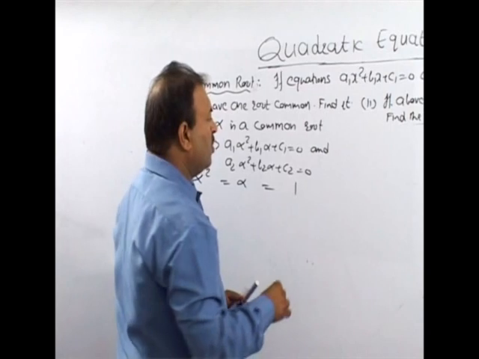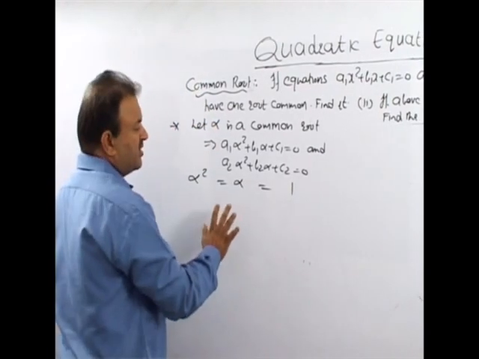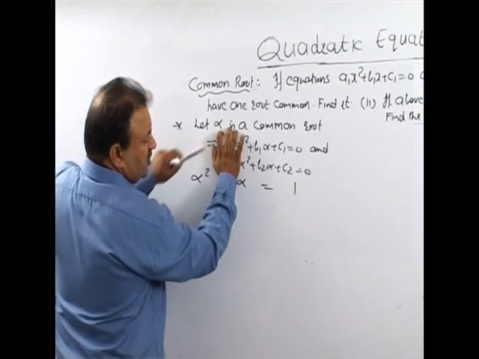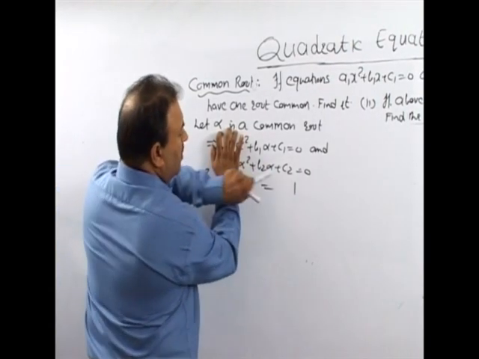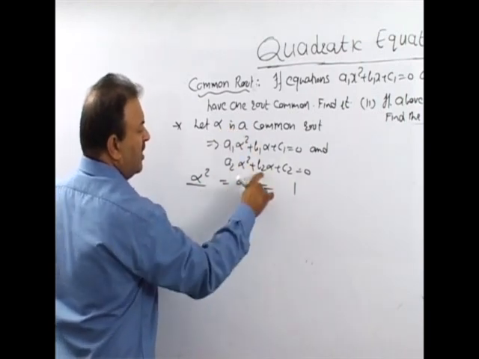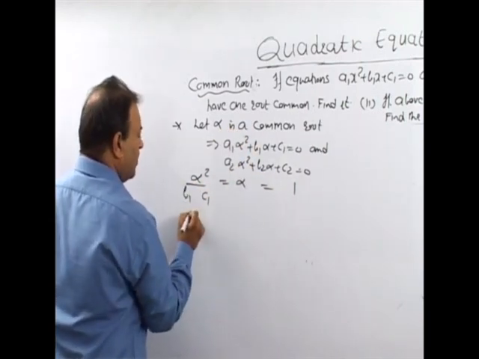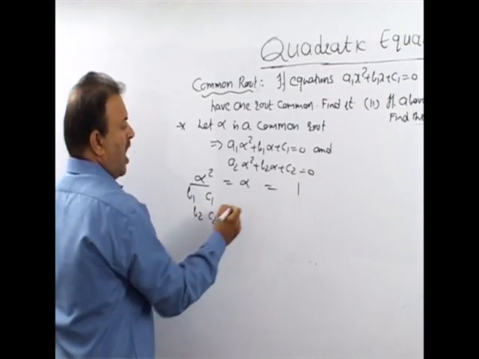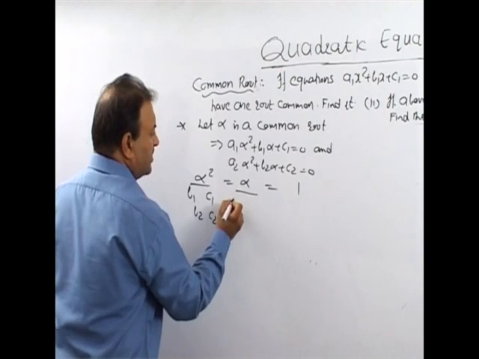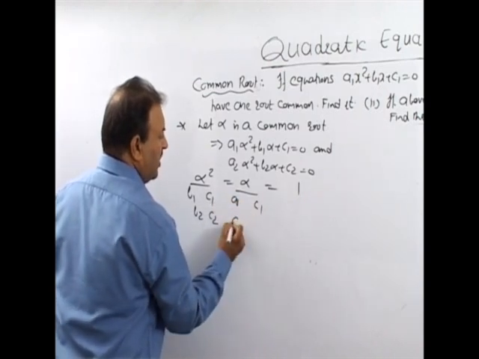Now the method of cross multiplication is as follows: keep your finger on alpha square over here, and first of all b1 c2 minus b2 c1. What will we write under alpha square? b1 c1 b2 c2. Under alpha, keep your finger on alpha, we write down a1 c1 a2 c2.